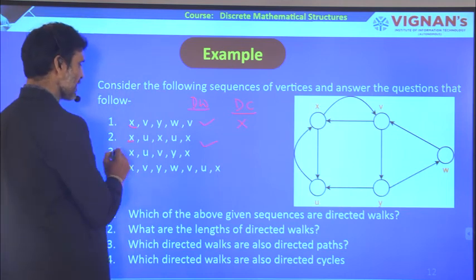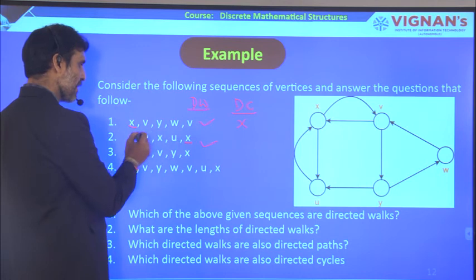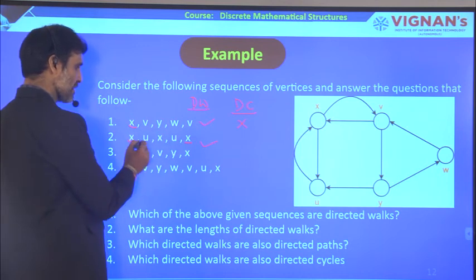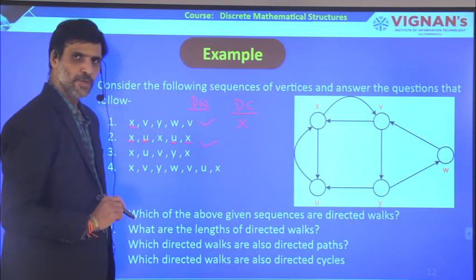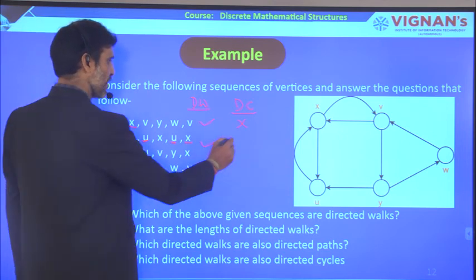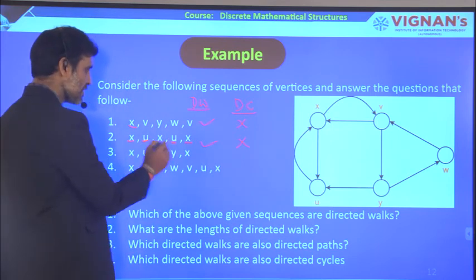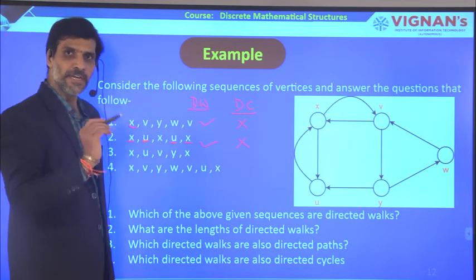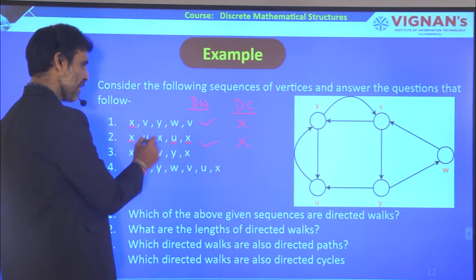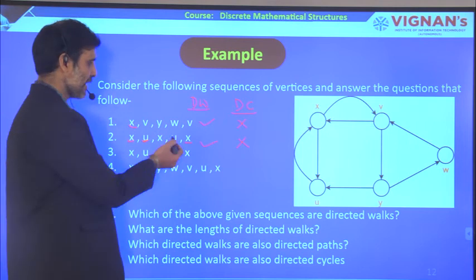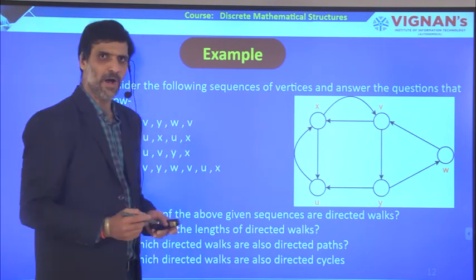Similarly here the start vertex and end vertex are the same, but in the intermediate vertices, u is repeated twice. Therefore it is also not a directed cycle, but we can say that it is a directed circuit. Why? Because in a directed circuit the intermediate vertices may be repeated, but it is not a directed cycle. So this is how we can define a walk.